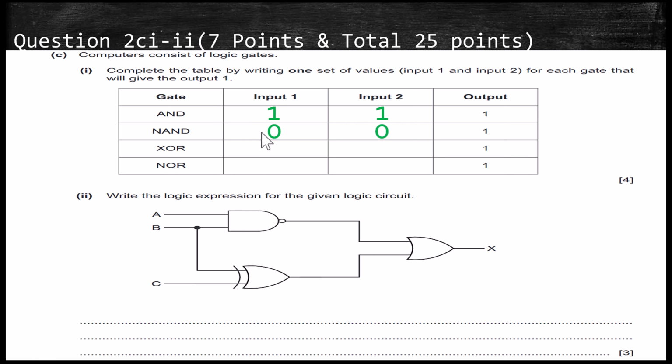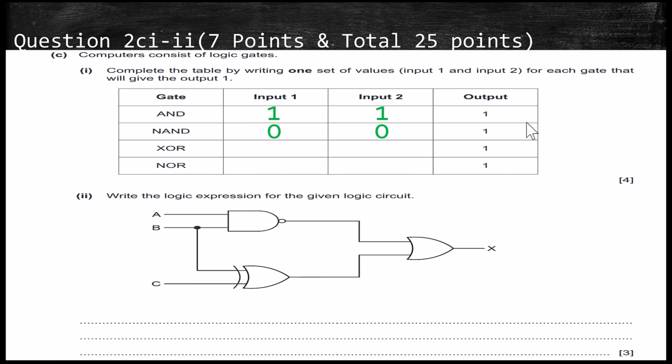So for my NAND gate, 0 and 0 could give me a 1. I could also do 0, 1. I could also do 1, 0. Why is that? Well, let's take a look at 0, 0. If I put 0 through A and 0 through B, when that goes through an AND gate, 0 and 0 results in a 0. But then it hits this inverter, gives me a 1. Same thing if I choose 0, 1 or 1, 0.